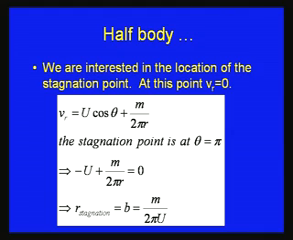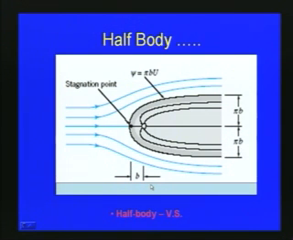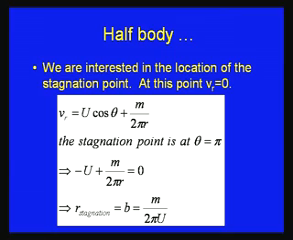At theta is equal to pi, this is equal to minus U plus m by 2 pi r is equal to 0, or we get r stagnation, which is equal to b, is equal to m by 2 pi U. So this b, the stagnation point position, is defined here. With respect to this, b is equal to m by 2 pi U, where m is the strength of the source and capital U is the velocity of the uniform flow. So this is the position of the stagnation point.